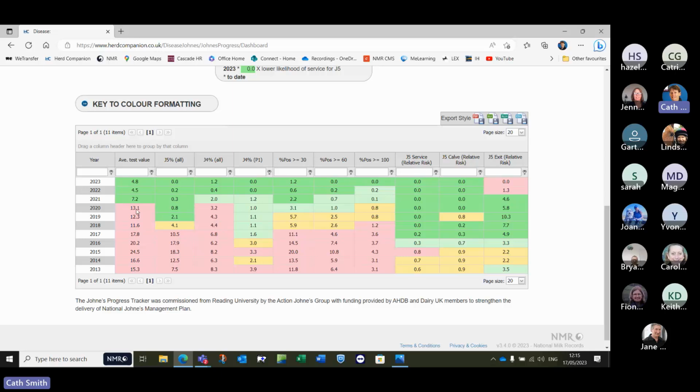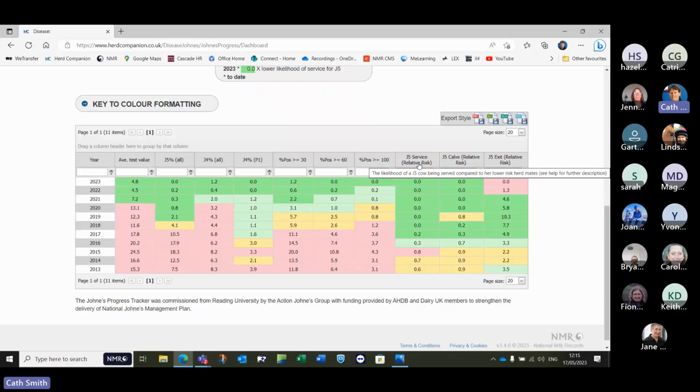So as a comparison, and of course within-herd comparison, you can see automatically on the figures here, we've made great improvements on average test value. Numbers of J5s have been whittled down to nothing now. And we're keeping control of it coming in. So remember that running tap again. The 3 columns over here, picking up my bits as I go, we've got service, relative risk, calving and exit. Now, if I just leave that mouse hover over there, this tells you what it means.